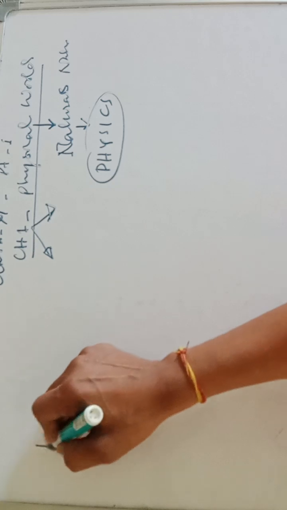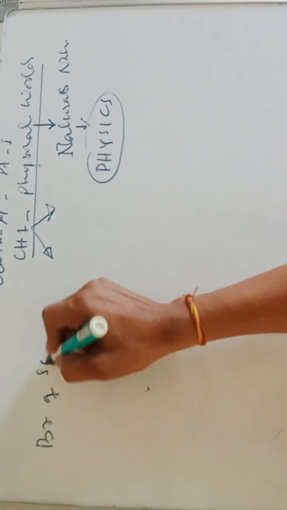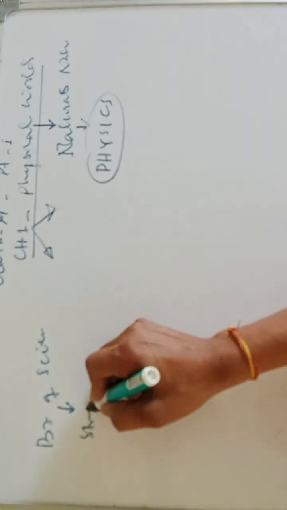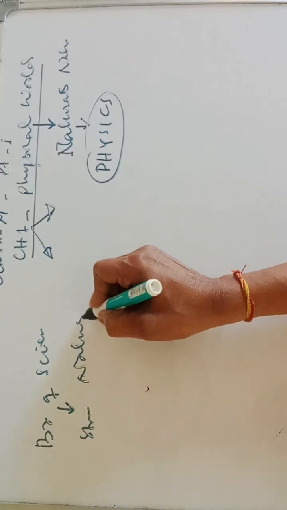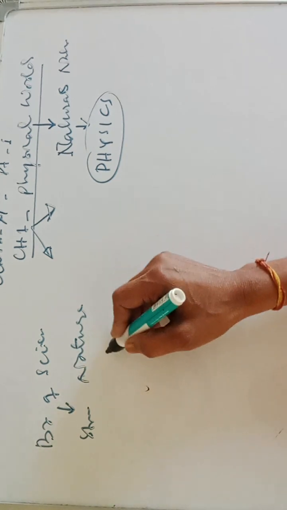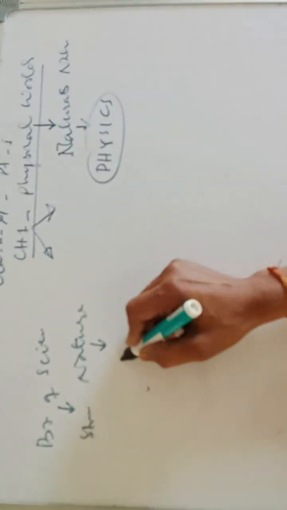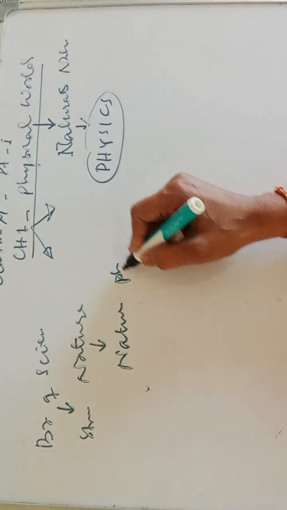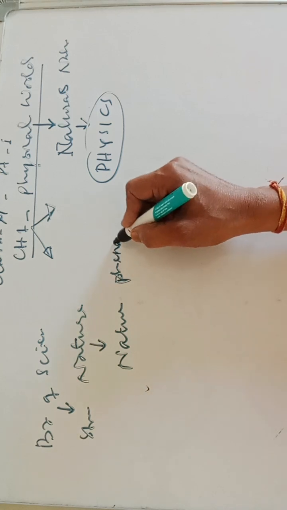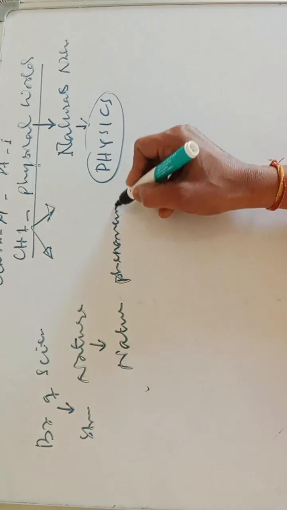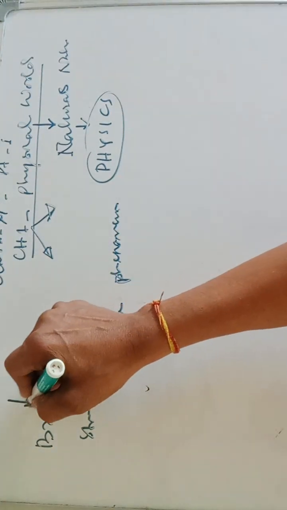That means physics is a branch of science and it is a study of nature. Nature is the physical world we see around us. Study of nature and all natural phenomena, that's all the activities happening in nature, will be covered under physics.